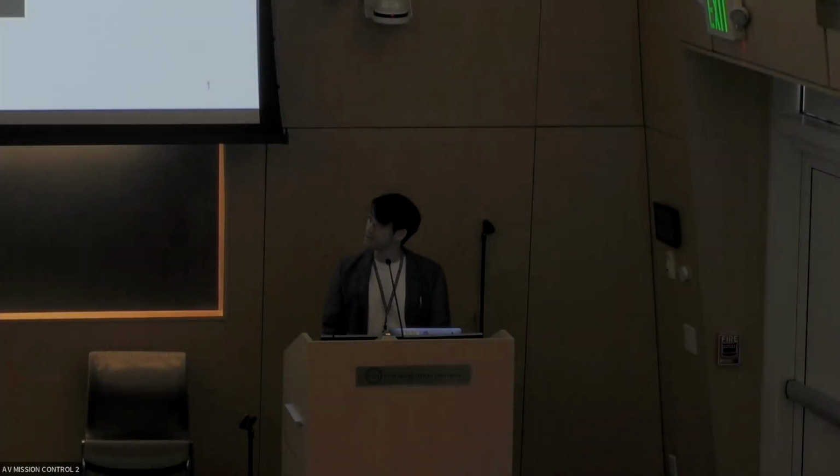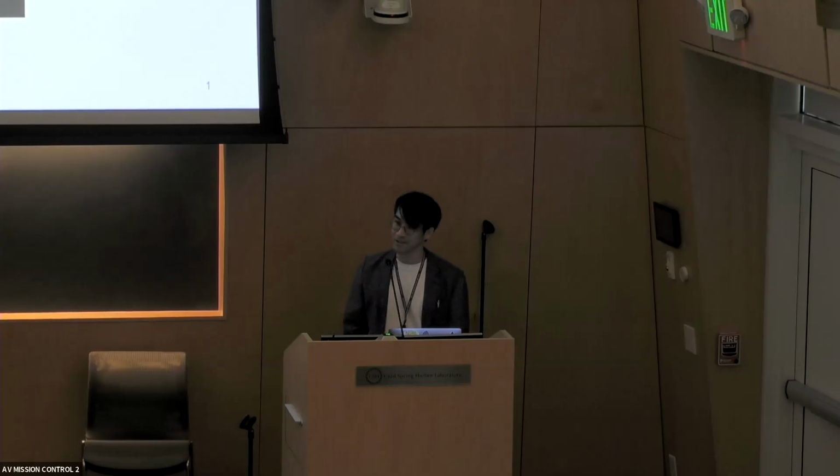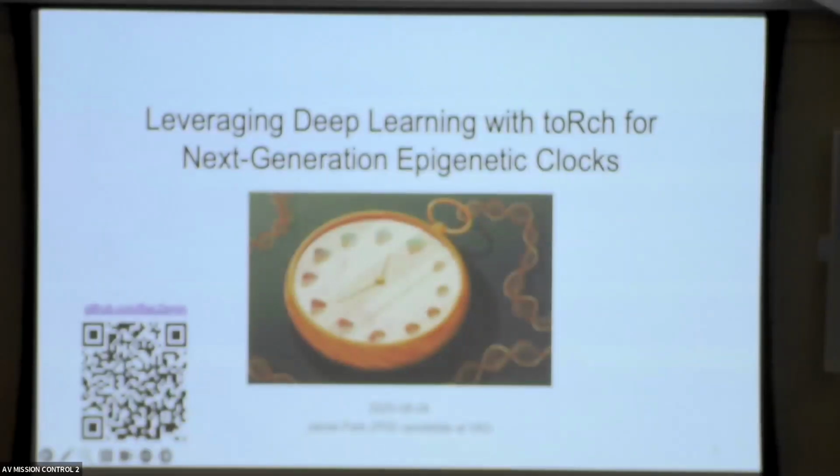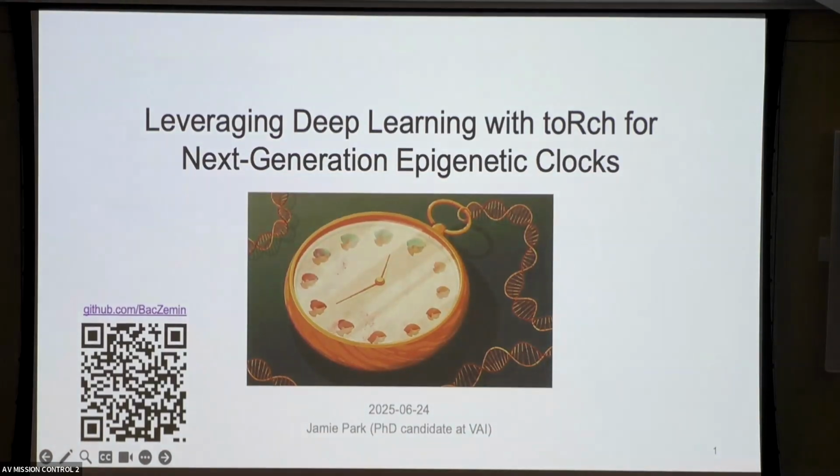Hello, everyone. My name is Jamie Park. I'm a PhD student from Michigan, Van Andel Institute, and I mainly work on aging. I feel a little out in the sense that everybody's doing cool Galaxy workflows, but today I'll demonstrate how we can use the torch for R package to generate deep learned epigenetic clocks.